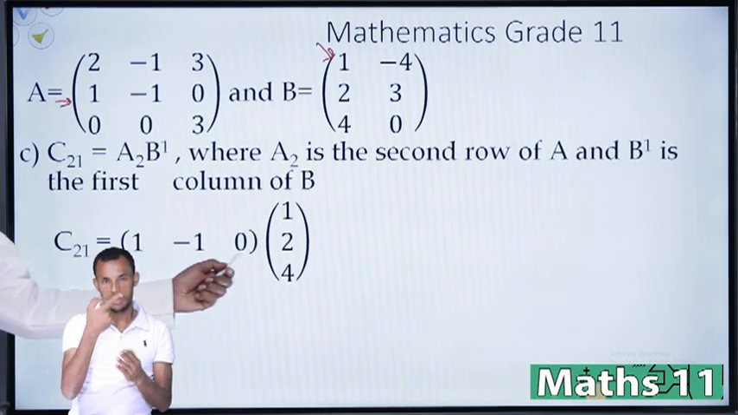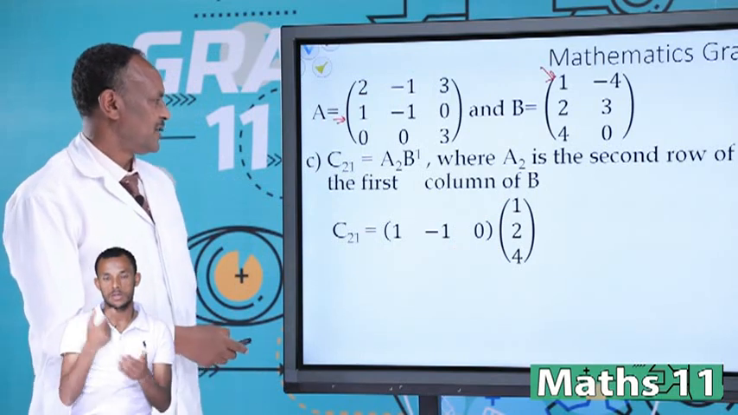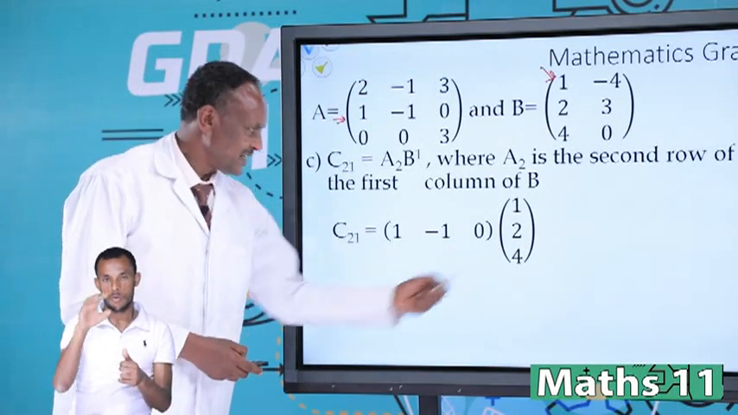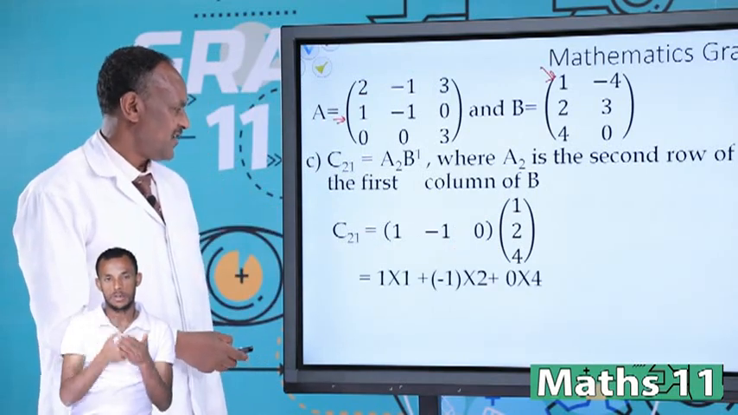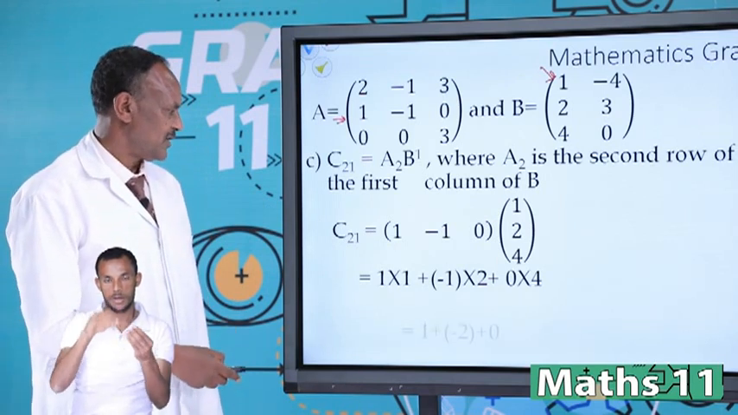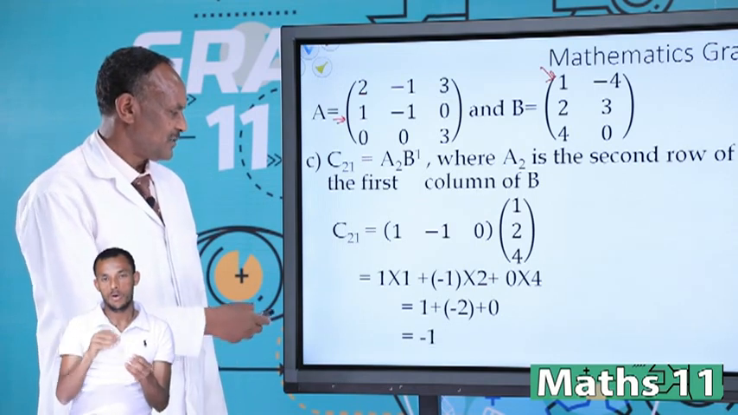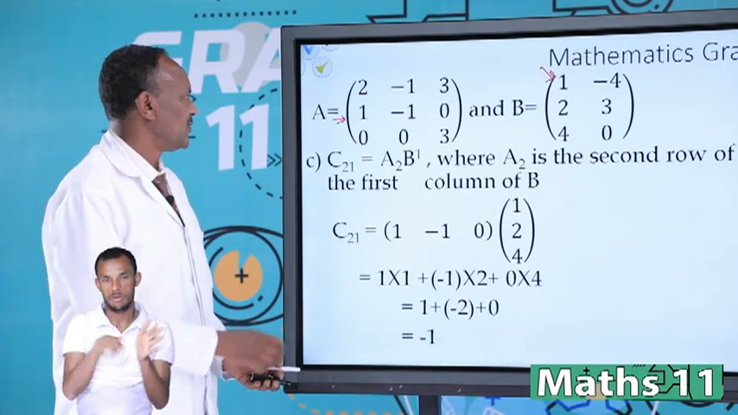This is the second row of matrix A. This was the first column of matrix B. This is a row matrix by a column matrix. Multiplication is defined. 1 times 1 plus -1 times 2 plus 0 times 4. When I multiply and add up, I will get a result equal to -1.